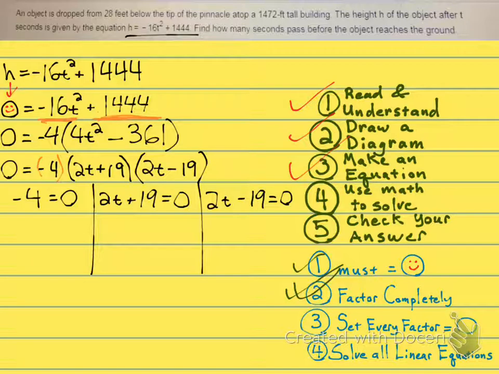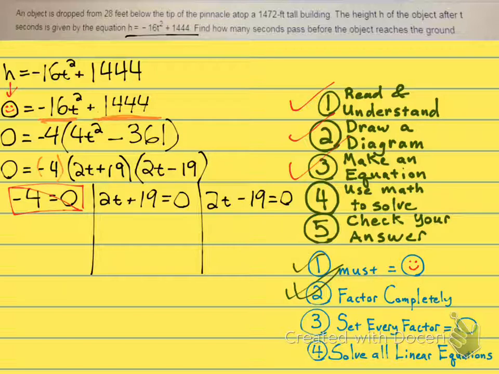All right, this first one, -4 equals 0. Is that a true statement? Does -4 equal 0? No. Okay, I will get no answer here. I don't even have a variable to solve for. So let's look at the second one.